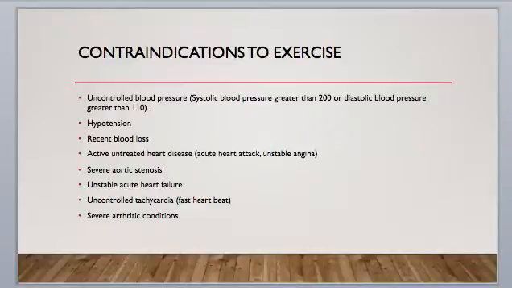Hypotension, or low blood pressure, any recent blood loss, active, untreated heart disease, severe aortic stenosis, which is a valvular heart disease, unstable acute heart failure, uncontrolled tachycardia, which is a fast heartbeat, or severe arthritic conditions are contraindications to many forms of exercise. Again, please review with your primary care provider if you fall into any of these categories. You may be able to develop a safe exercise plan that works for you in that case.